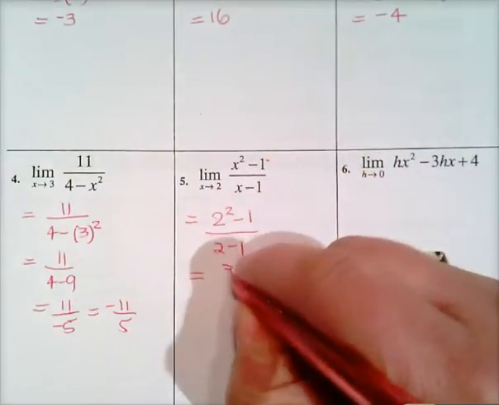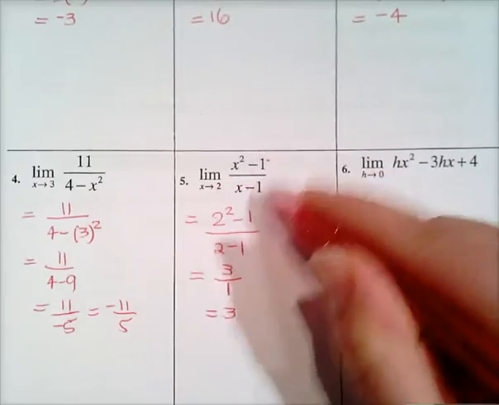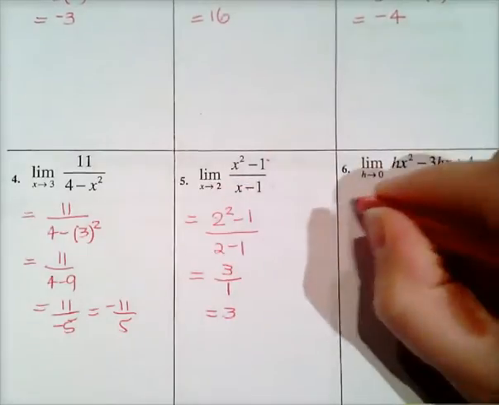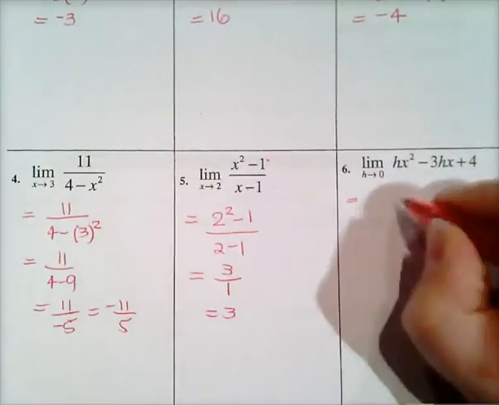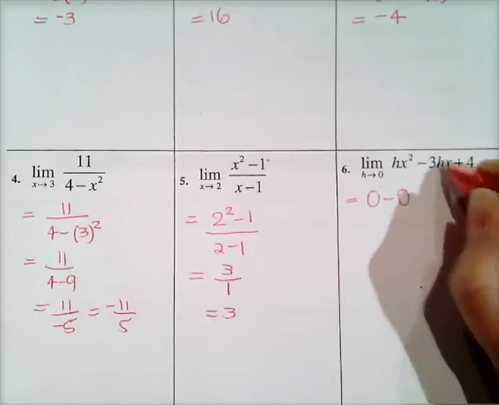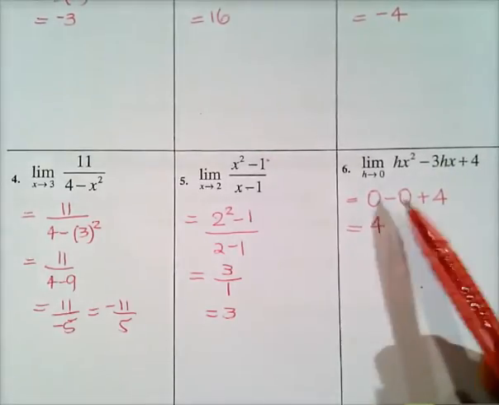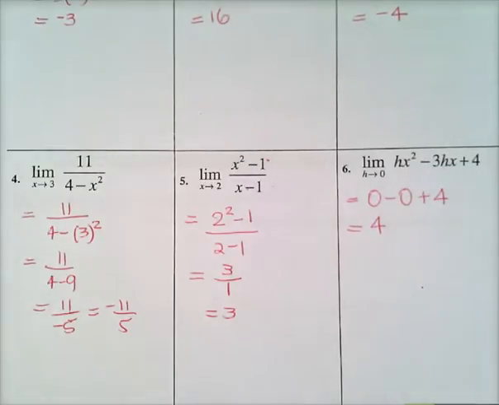So 4 minus 1 is 3 over 2 minus 1 is 1, so the limit as x approaches 2 for this function here is 3. This one over here, the limit as h approaches 0, substitute h is 0. Here, substitute h is 0 and you get 0, and then we get 4 here. So the limit as h approaches 0 for this is 4. Okay?